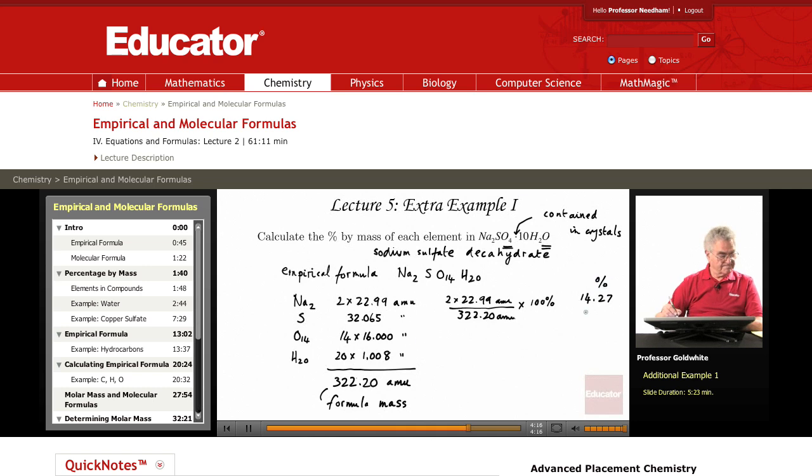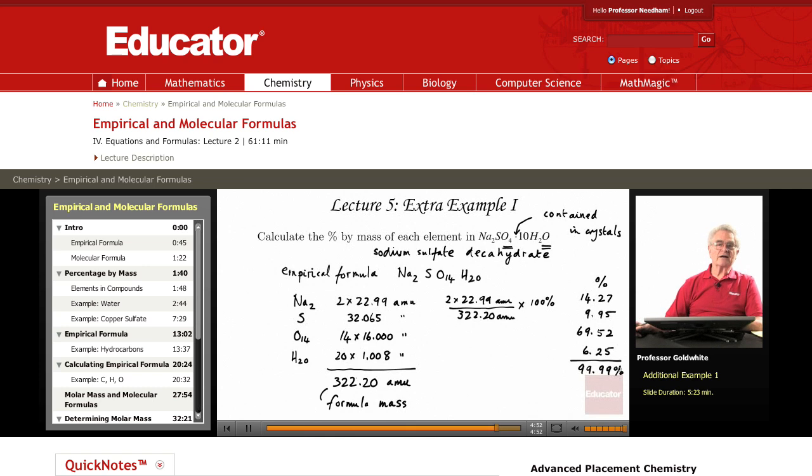For sulfur, 9.95. For oxygen, 69.52. Nearly 70% of the mass of this compound is oxygen. And for hydrogen, 6.25. If we add those up, just as a check, we get 99.99%, which is close enough to 100% to satisfy me, and I hope you too.